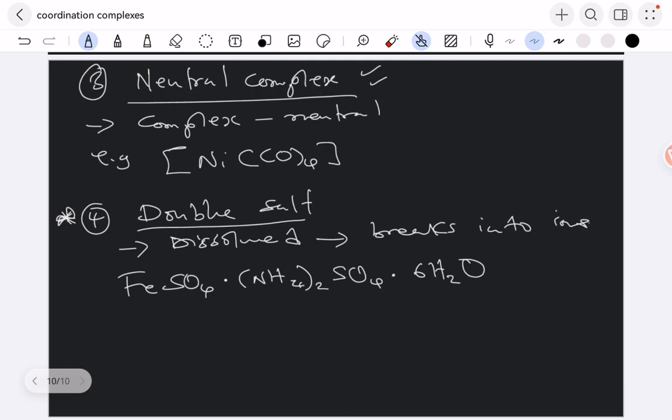So in the next video, we are going to look at the nomenclature of coordination complexes. How do we name coordination complexes?